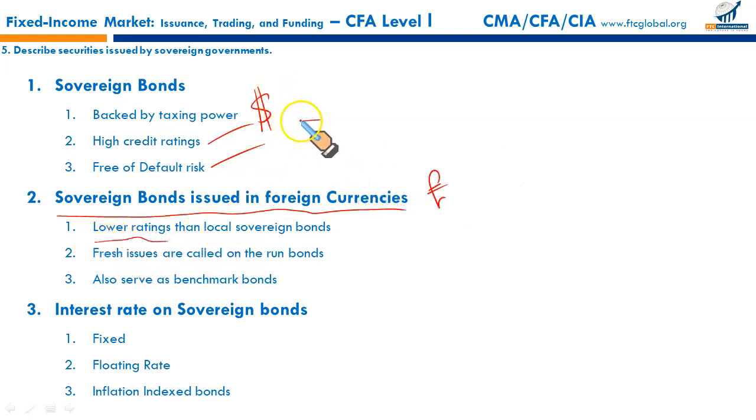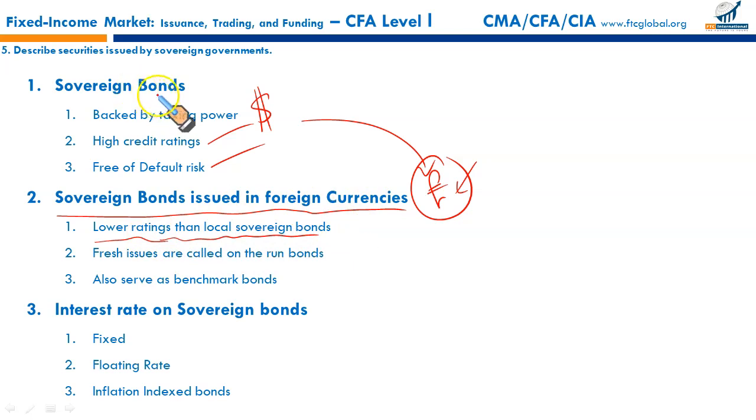Why? Because the US government doesn't control the printing of pound sterling. It doesn't control the money supply. It doesn't control the supply of pound sterling. So that's why sovereign bonds issued in foreign currencies tend to have lower ratings than the local sovereign bonds, right? That's an important point to be remembered.